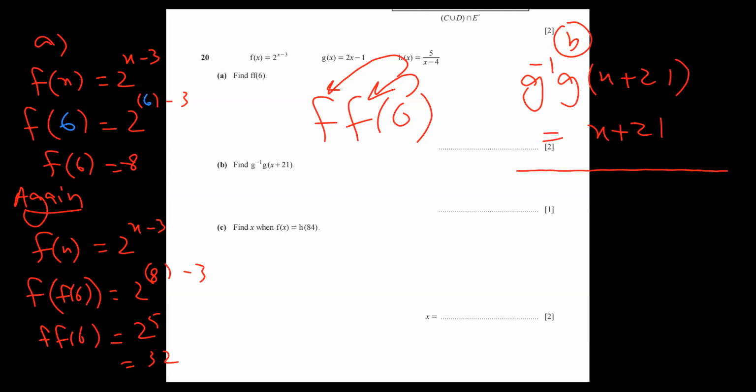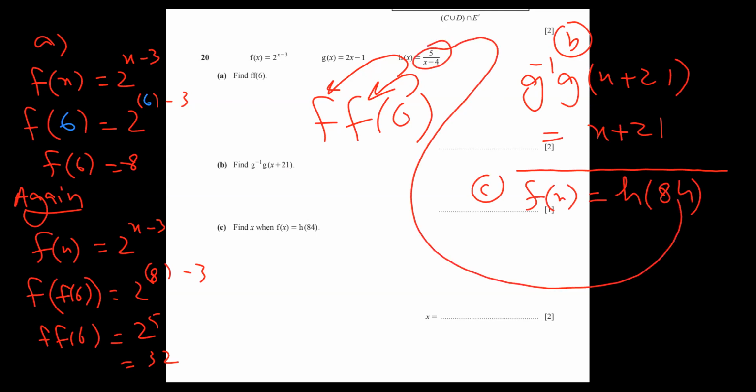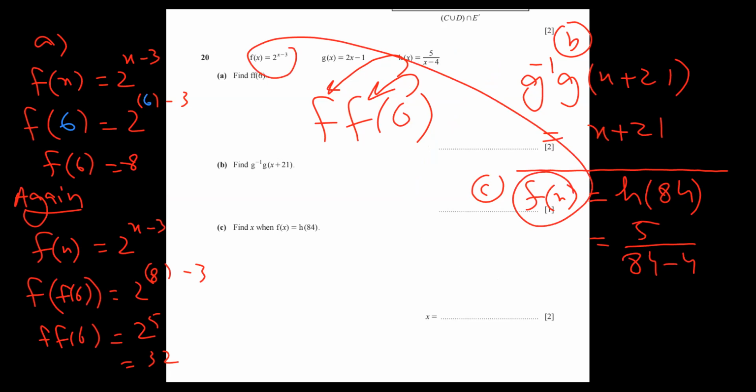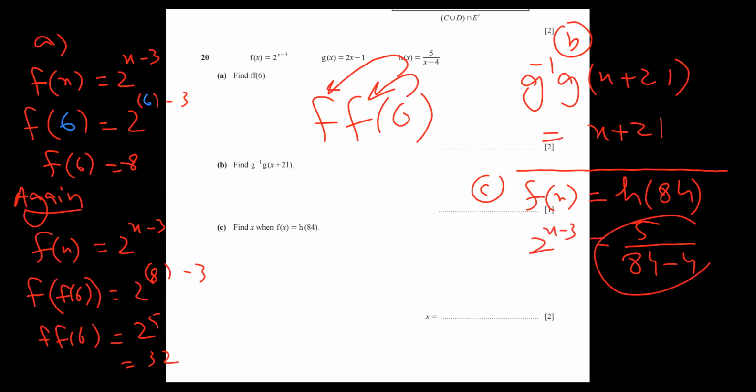Now I'm going to do part C. Part C mentions f of x. I'm copying the right-hand side, h of 84. In short, I have to plug 84 into h of x. So I copy 5 as it is, x minus 4, so 84 minus 4, and f of x is copied from here: 2 to the power x minus 3. When I solve this, 5 divided by 80 gives me 1 over 16.